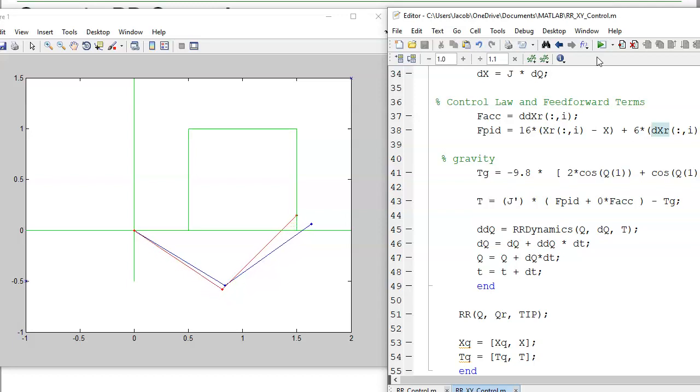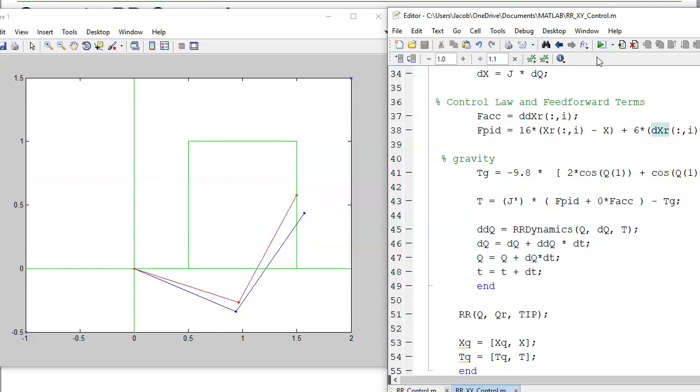But now I'm overshooting. The reason is when I start out, I'm accelerating going up. Now I'm decelerating. And the actual robot, the blue line, overshoots due to the inertia of the robot.